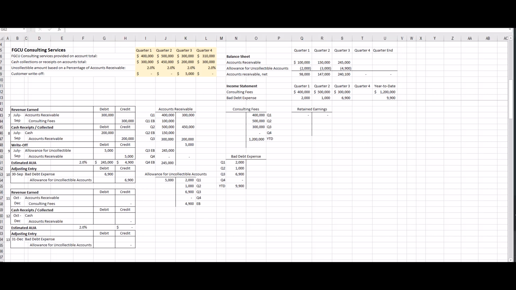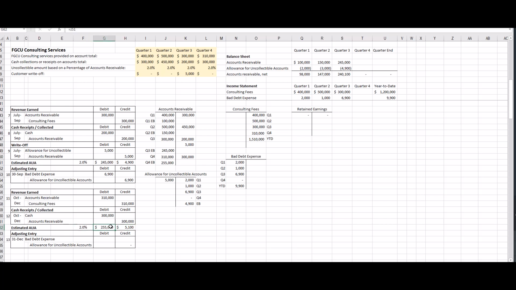During the fourth quarter, we reported $310,000 of revenue and $300,000 of customer cash receipts. After journalizing and posting the revenue and receipts, the balance in the accounts receivable account is $255,000. The estimated uncollectible amount remains at 2% times the accounts receivable balance of $255,000, which is $5,100.